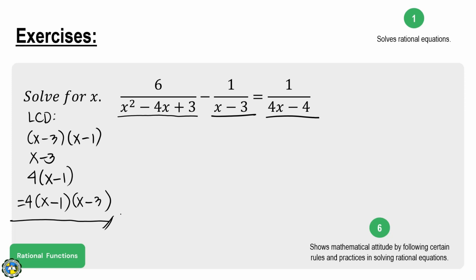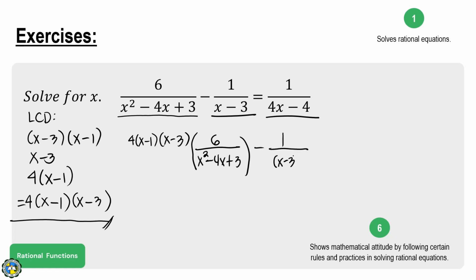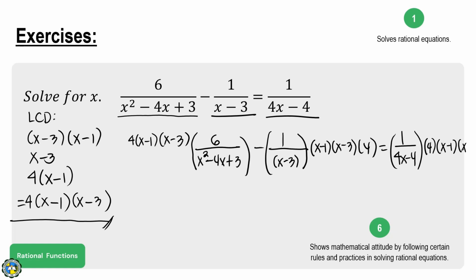Okay, so since we already have our LCD, now let's multiply it to each rational expression. So, we have 4 times x minus 1 times x minus 3. Multiply it to 6 all over x squared minus 4x plus 3 minus 1 all over x minus 3. Multiply it to x minus 1, x minus 3, and 4 equals 1 over 4x minus 4 multiply to 4 times x minus 1, x minus 3.